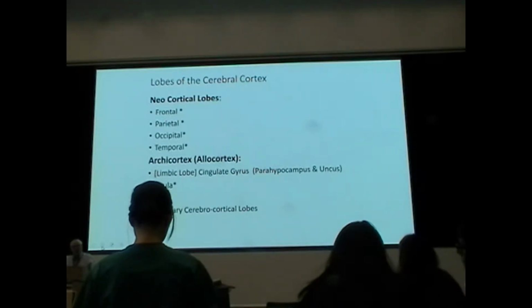But also there's a lobe that they kind of expanded on top of, which is the most ancient lobe of the cerebral cortex. And that is called the limbic lobe, or the insula.